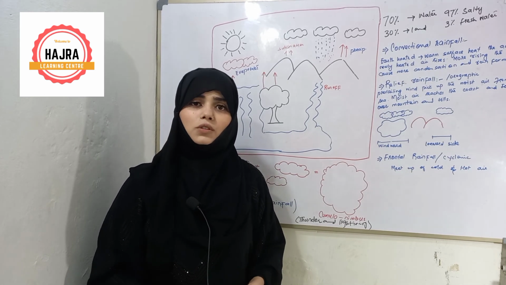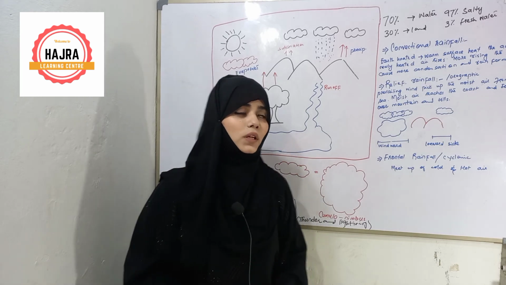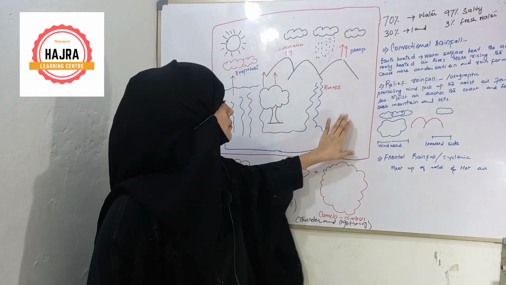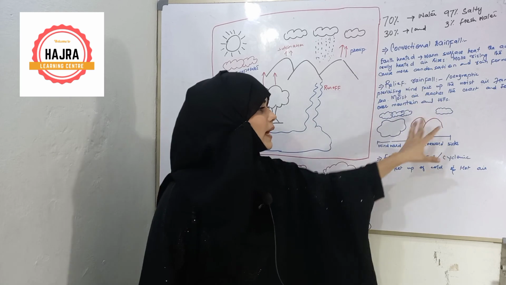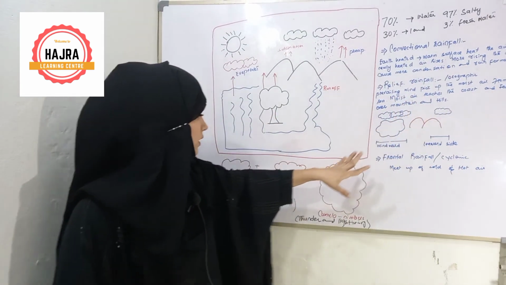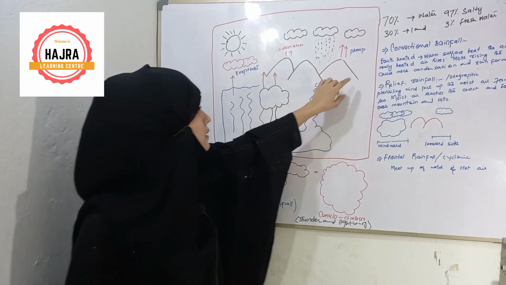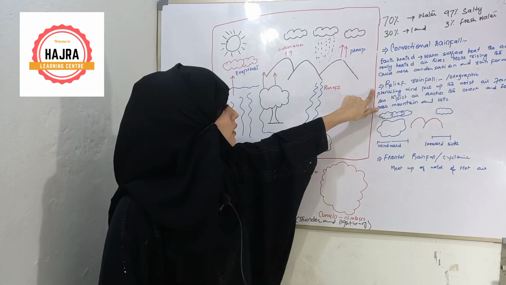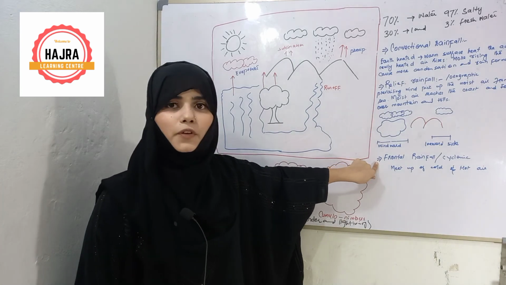So in this video tutorial we have learned about the water cycle and types of rainfall. There are three different types of rainfall. Number one is convectional rainfall, number two is relief rainfall, and number three is frontal rainfall.